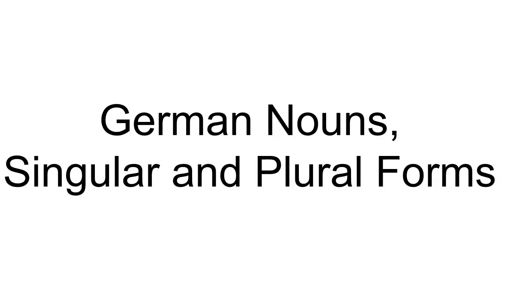So in this video, we are going to look at German nouns, singular and plural form. So how to go from a singular form to a plural form. It's a little more complicated in German than it is in English. Normally in English, you add an S. There are some exceptions, but there are not as many different plural patterns in English as there are in German. So let's go ahead and take a look at that. We'll just go one by one.